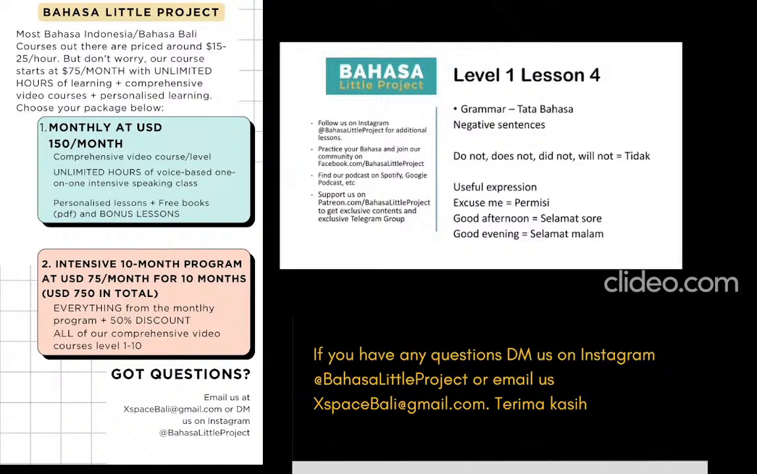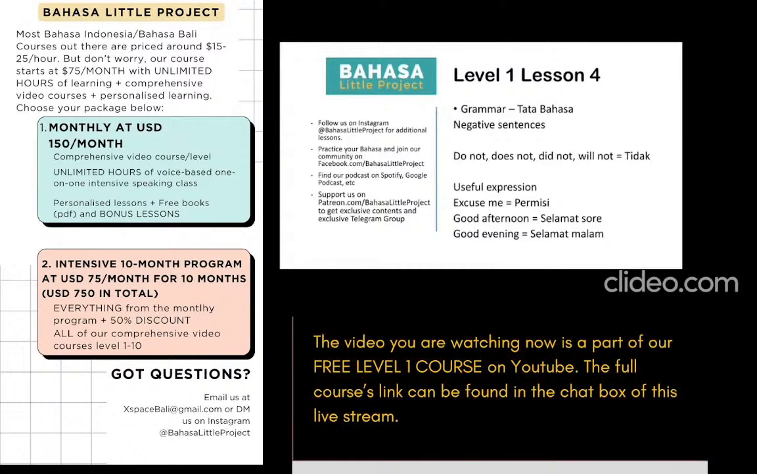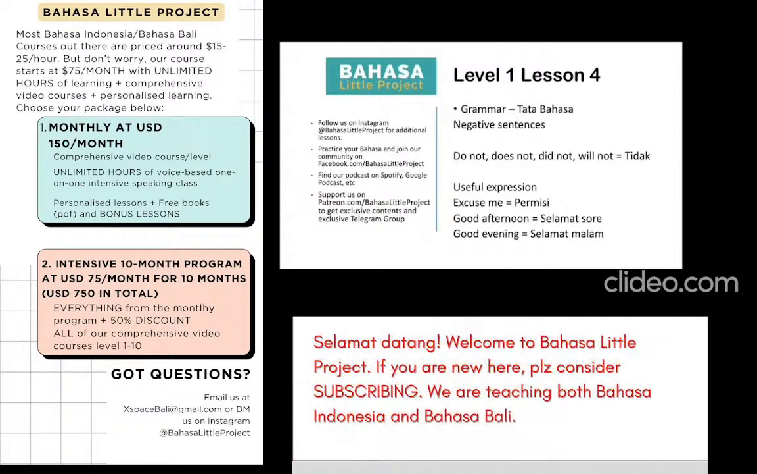create negative sentences. To create negative sentences in Bahasa Indonesia, it is relatively simple, because do not, does not, did not, or will not, all of them equal tidak. Again, do not, does not, did not, will not, all of them mean tidak in Bahasa. Tidak. Okay, repeat after me. Tidak. Okay, so we will use this tidak to say no, and we will create sample sentences, of course, using the new words that we have learned.